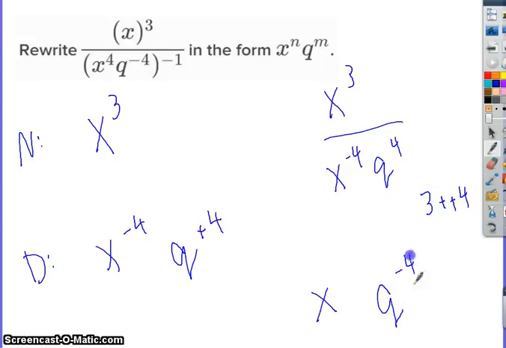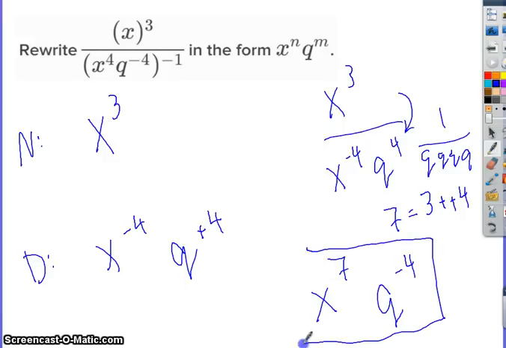Q to the negative 4, which tells you to put them on the bottom. So that's why negative 4 means divide by q 4 times. Let me just remind you again that this does still mean 1 over q 4 times, which is the same as divide by q 4 times. And then 3 minus negative 4 we decided was 7 for the exponent on the x.